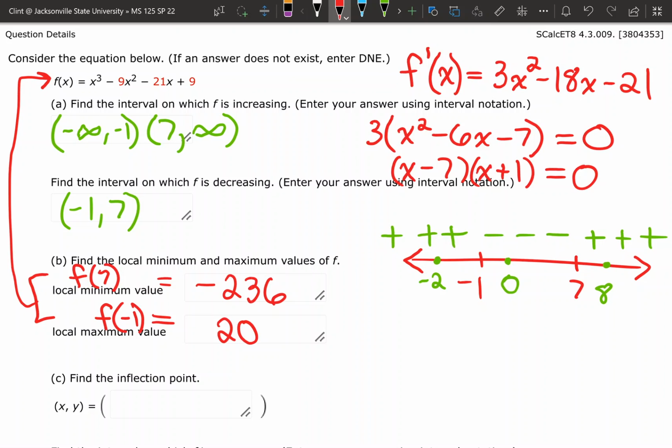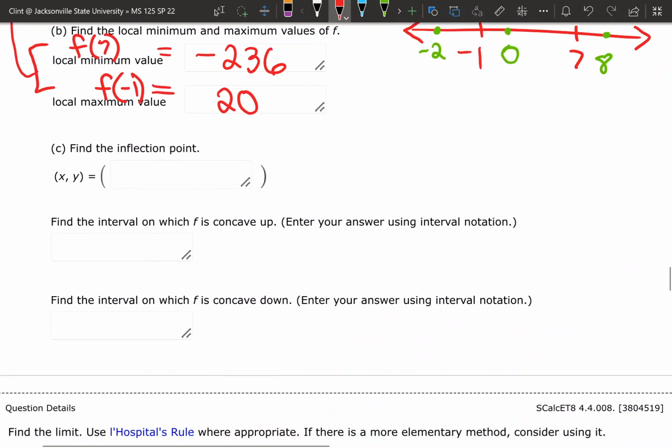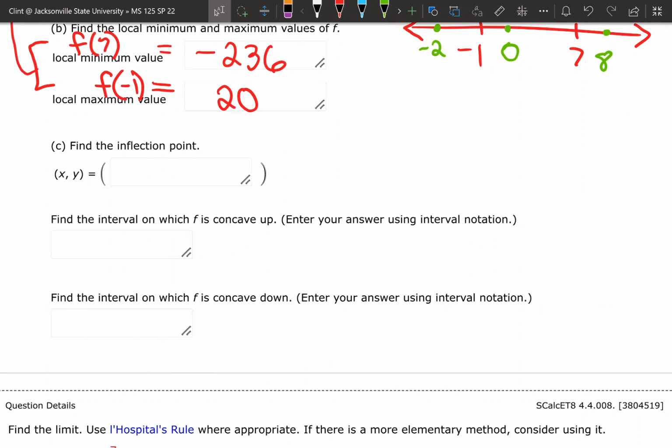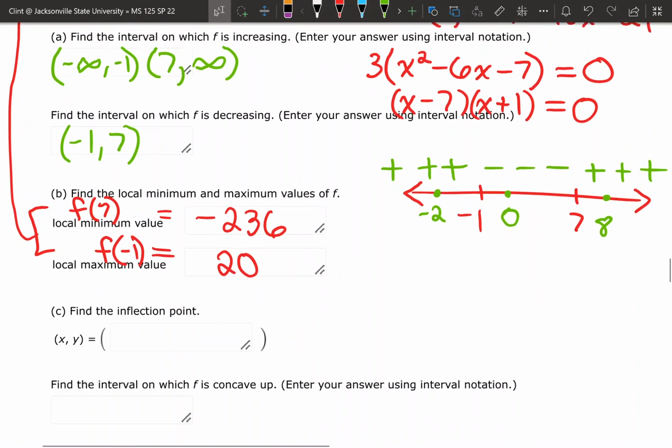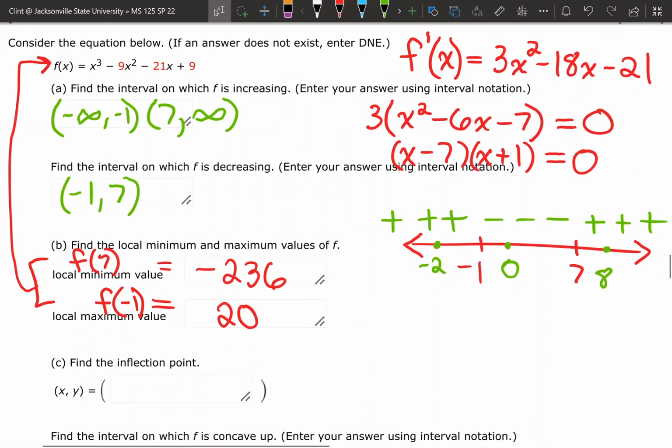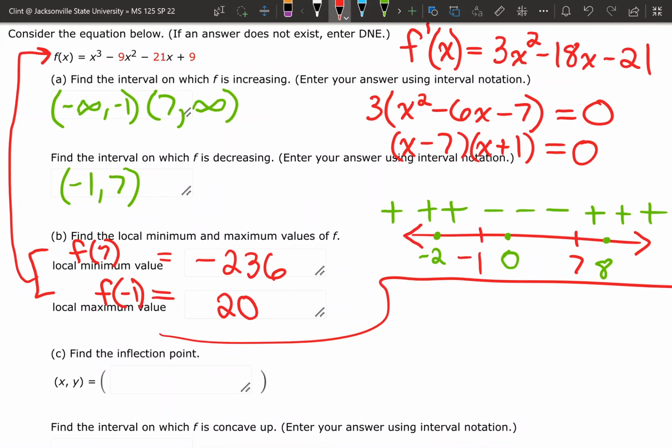Okay. Part C says find the inflection point, and I wish they would do it in the other order. We also want the intervals where we're concave up, concave down. So for part C, what do we got to have? You got to have second derivative. That's right. So second derivative, so you will get 6x minus 18.